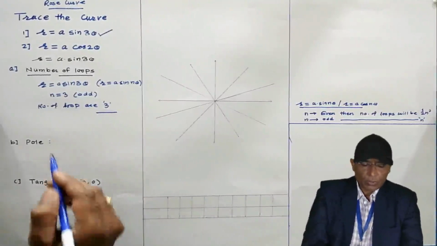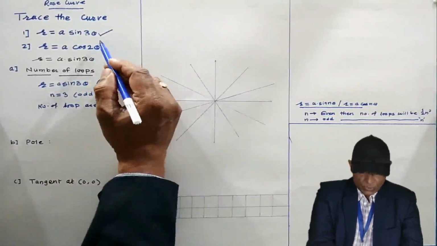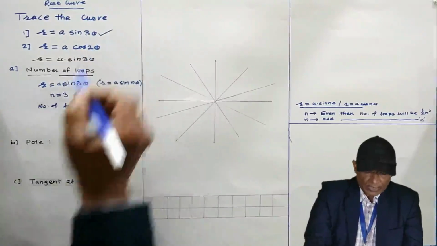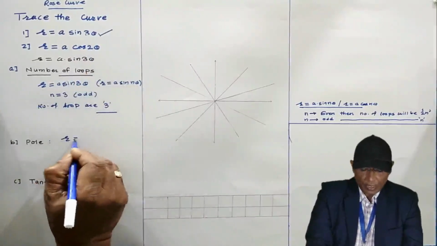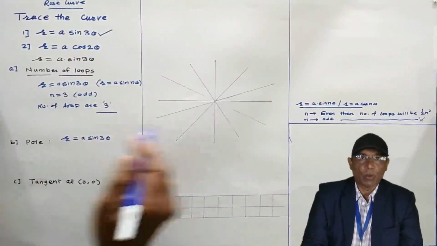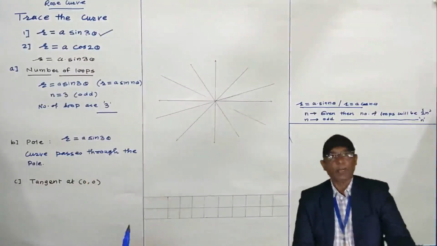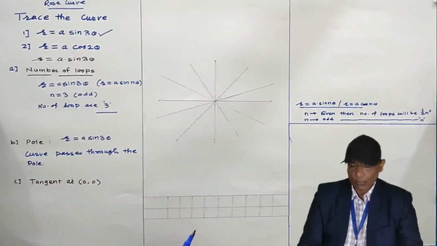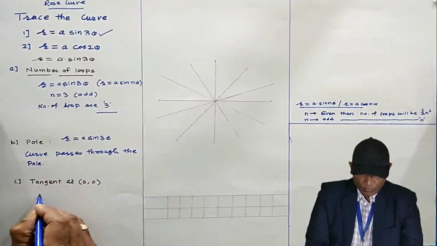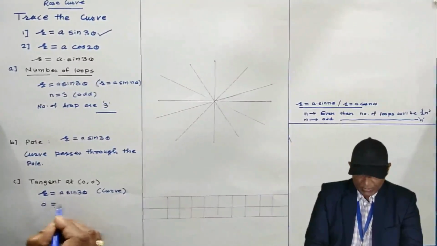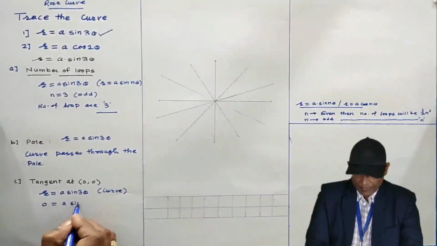Now, whether this curve passes through the origin or not, that I am going to check. If for at least one value of theta, r is 0, then that curve passes through the pole. All rose curves pass through the pole. If the curve passes through the pole, then we can find the tangent at the pole. How to get the tangent to the pole? Put r equal to 0.